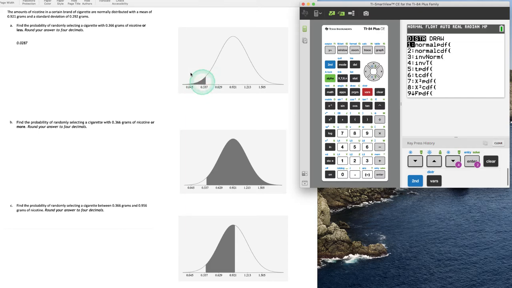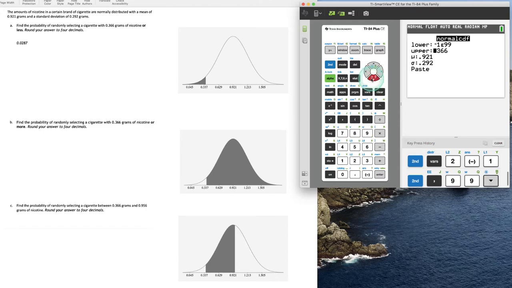So the probability that we have 0.366 grams of nicotine or less means that if I click 2nd VARS over here on the calculator and get the normalcdf menu, I would use the smallest number our calculator can give, which is negative 1E99. If I hit negative here, and then the E, which is right here, blue with blue, right? It's the second comma. And notice it brings up the E99. And then we have the upper value to be where the shading ends, which is at this value they give us at 0.366 grams. The mean is 0.921 in the problem, and the standard deviation is 0.292.